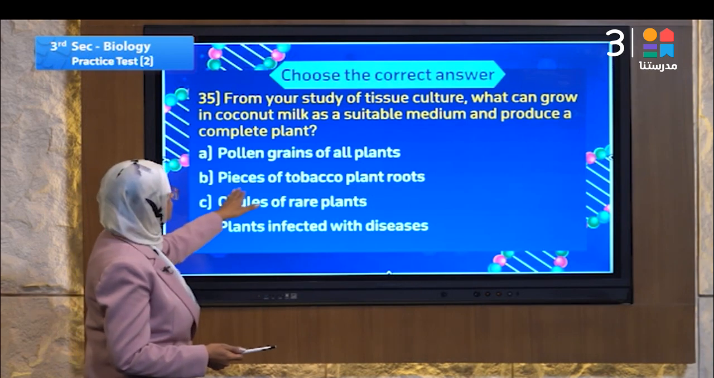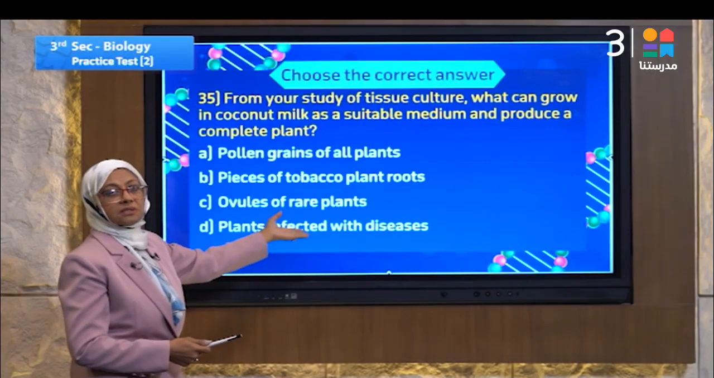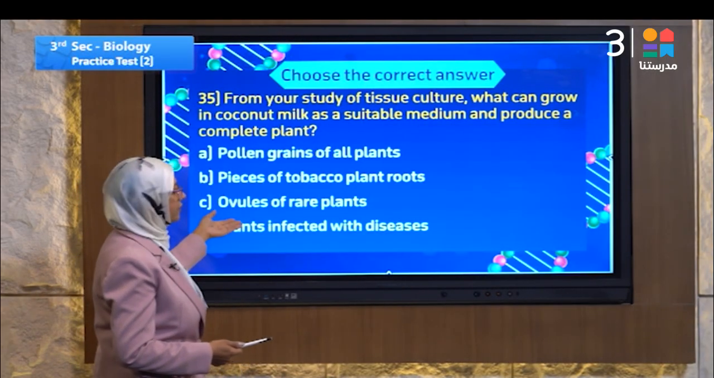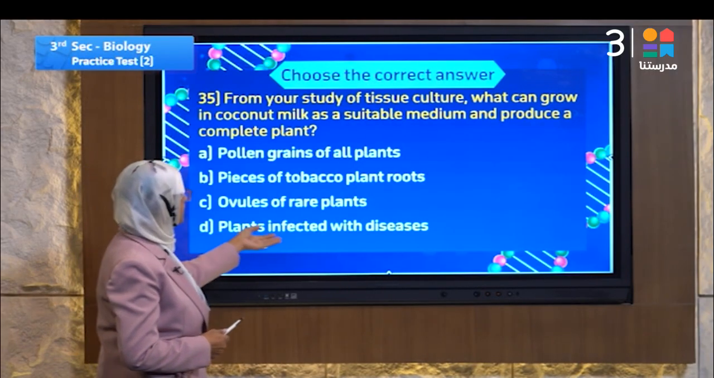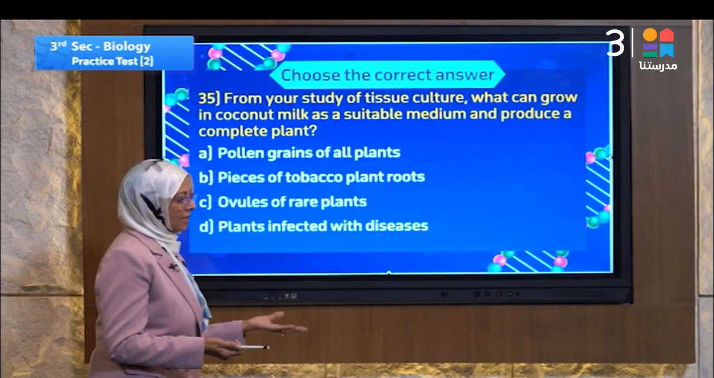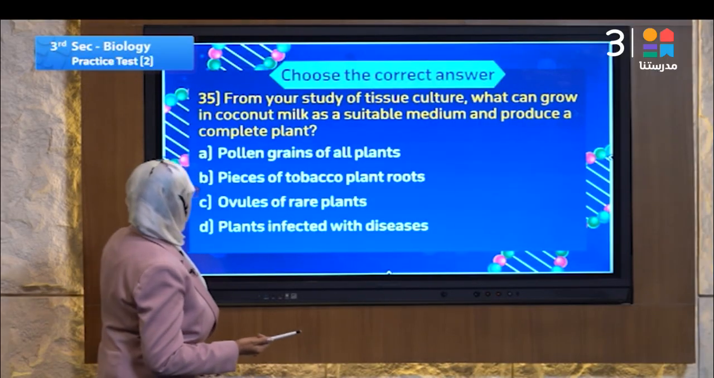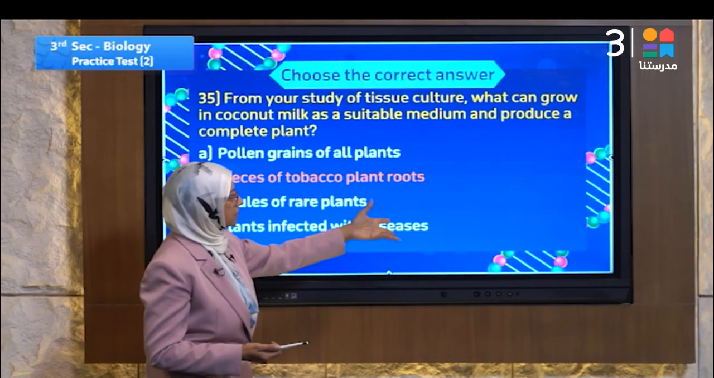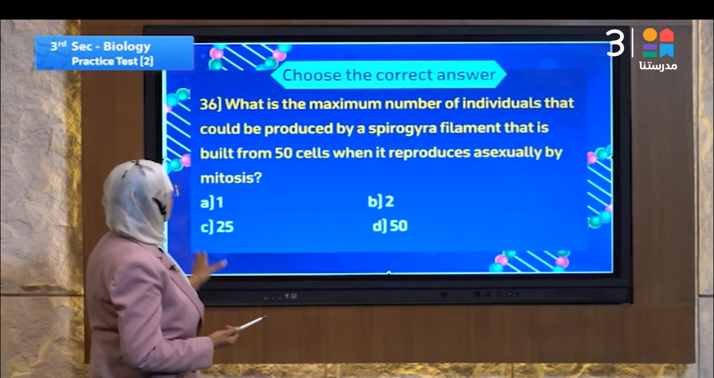B, piece of tobacco plant roots, maybe, because it contains the whole number of chromosomes. Ovule of a rare plant? No, the ovule has half the number of chromosomes. It's not suitable for tissue culture. Plants infected with a disease? An infected plant will not produce a healthy, complete plant. So the answer must be B. A piece of tobacco plant roots is more effective to make a complete plant. Number 36.